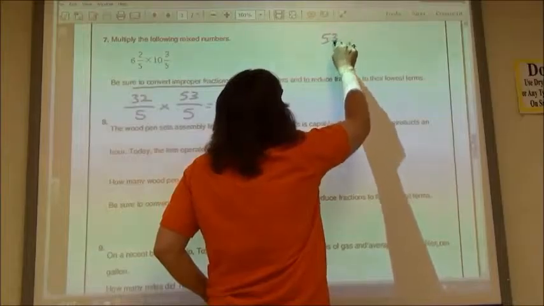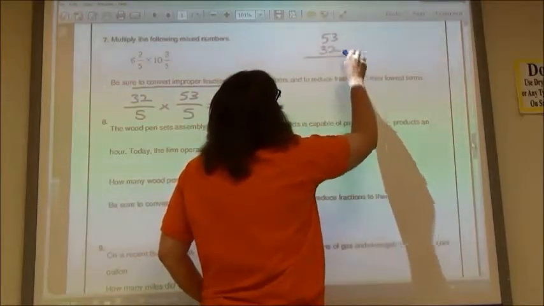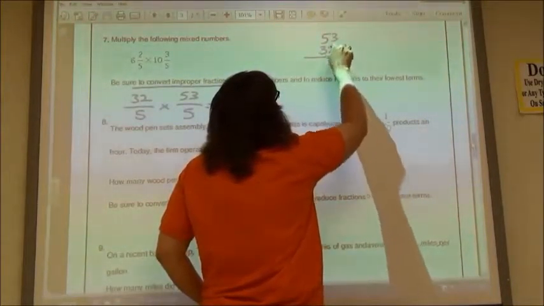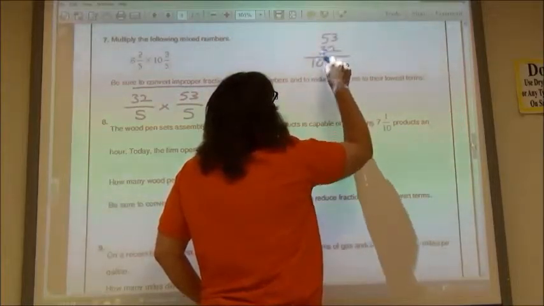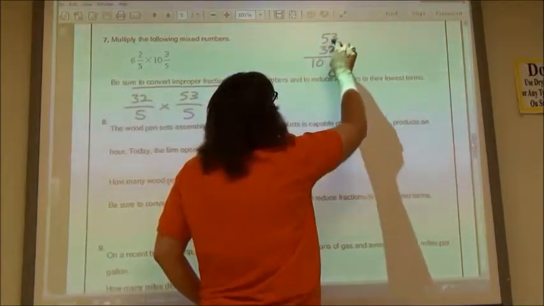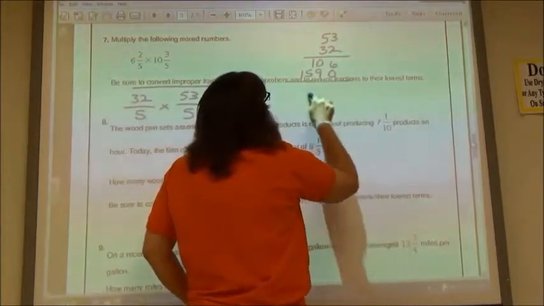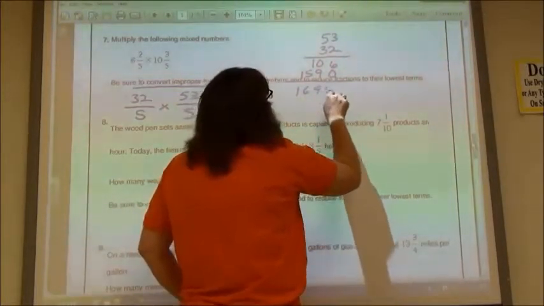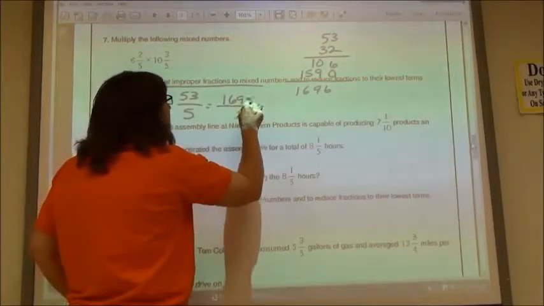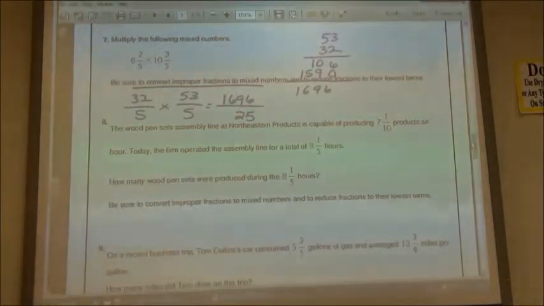I'm going to put the 53 on top because it really doesn't matter my order. So 3 times 2 is 6. 2 times 5 is 10. Got to go to the 10 spot, so I add my 0. 3 times 3 is 9. 3 times 5 is 15. So I get 1,696 over 25.